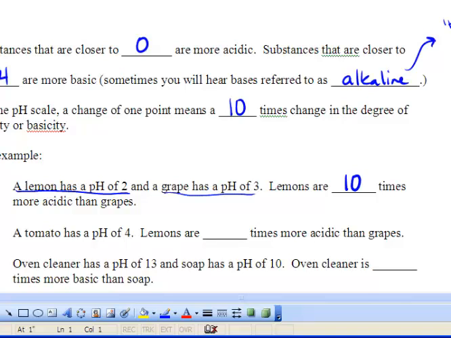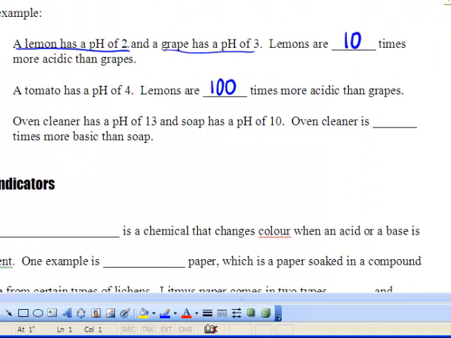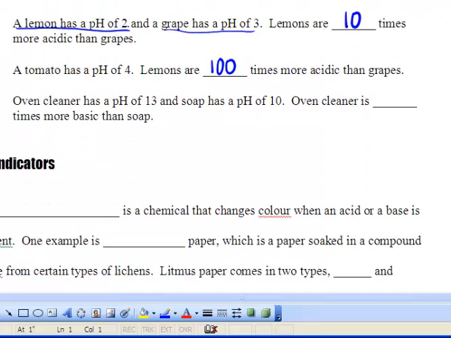So a tomato has a pH of 4, and if we go back to lemons, they have a pH of 2, so that means lemons are 100 times more acidic. So every single time we go down one pH level, it's 10 times more acidic, meaning that it's got 10 times more H plus ions. And don't worry, we're going to be hitting that in class.